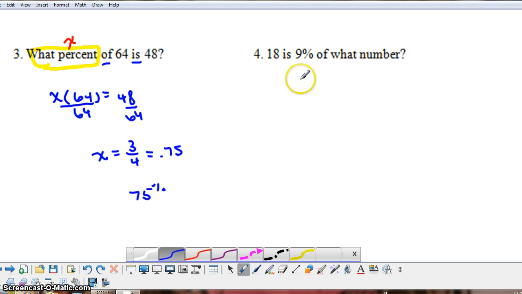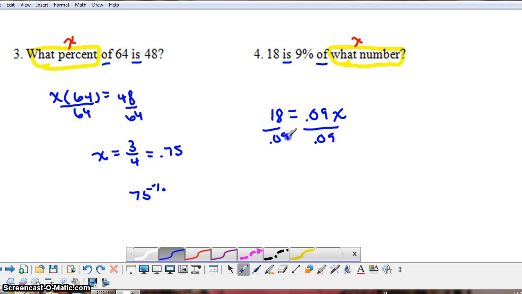Let's take a look at another example. 18 is 9% of what number? And once again, the "what number" portion is going to be x in our equation. And "of" means multiply, and "is" means equals. So 18 is, that means equals 9%. Writing 9% as a decimal, I'd have 0.09 of what number? So multiplying by x. To solve this equation, I'm going to divide both sides by 0.09. And so that's going to give me that x is 200. So 9% of 200 is 18.